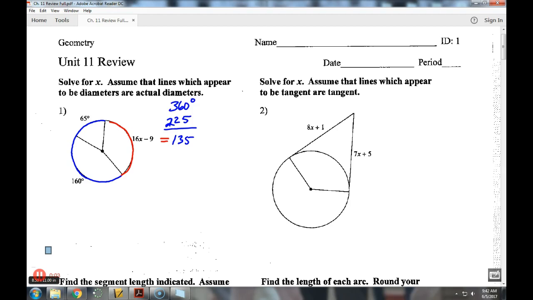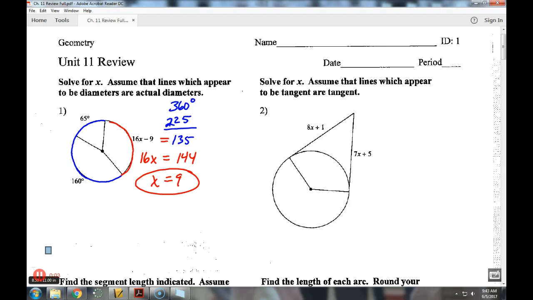And I just go ahead and do my algebra. 16x, add 9 to both sides, that's 144. And x goes in there 9 times, I believe. So x is 9.